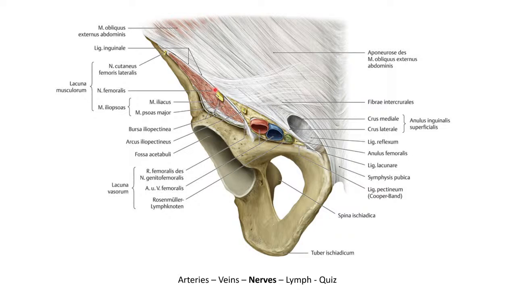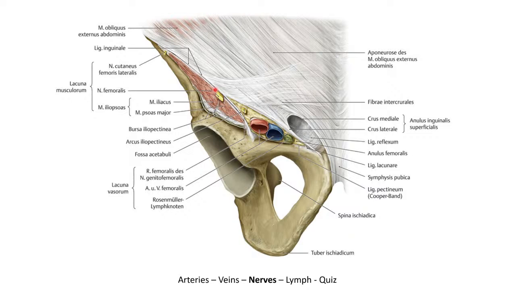All right, and here you can also see the Cloquet's or the Rosenmüller lymph node, which lies again in the angle between the vein and the inguinal ligament. So this is the location. It was also a practice in the quizzes. Here you can see it nicely. All right.